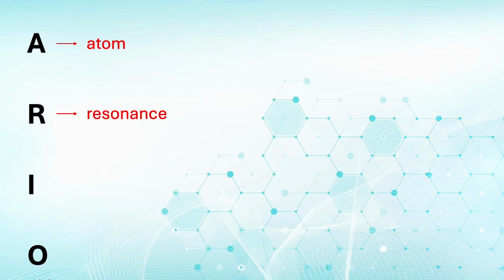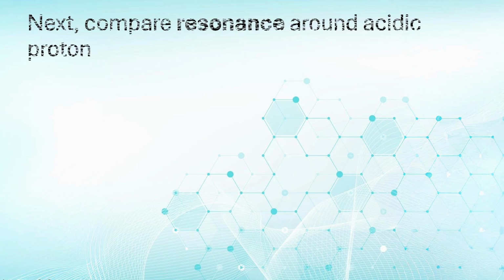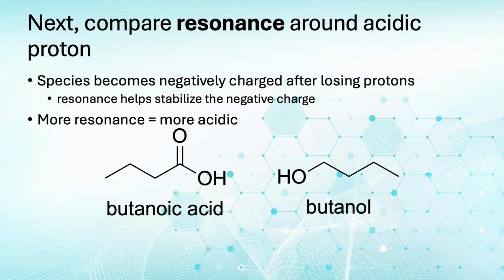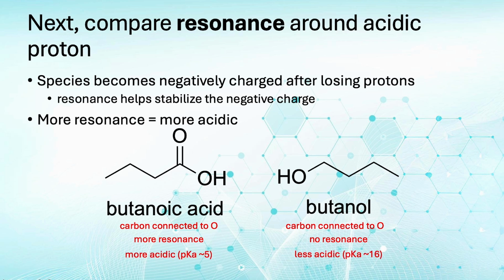When a species loses a proton and becomes negatively charged, the resonance around a negatively charged atom will help distribute the negative charge across the molecule. Therefore, it'll be more willing to give away that proton to become negatively charged. The best example for this is a carboxylic acid versus an alcohol. In both species, the proton is attached to oxygen, so we must move on to compare resonance. Carboxylic acids inherently have a large amount of resonance, as the negative charge can delocalize among the two oxygens. In alcohols, however, resonance is non-existent. Therefore, carboxylic acids are more acidic than alcohols.